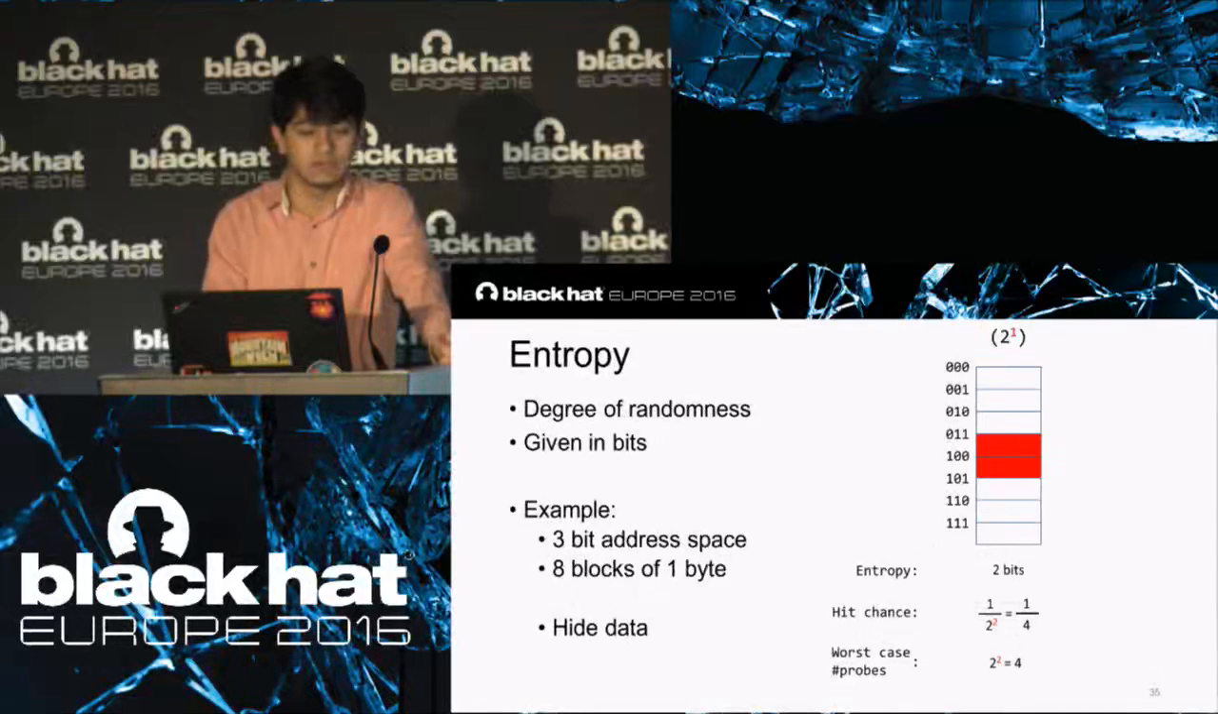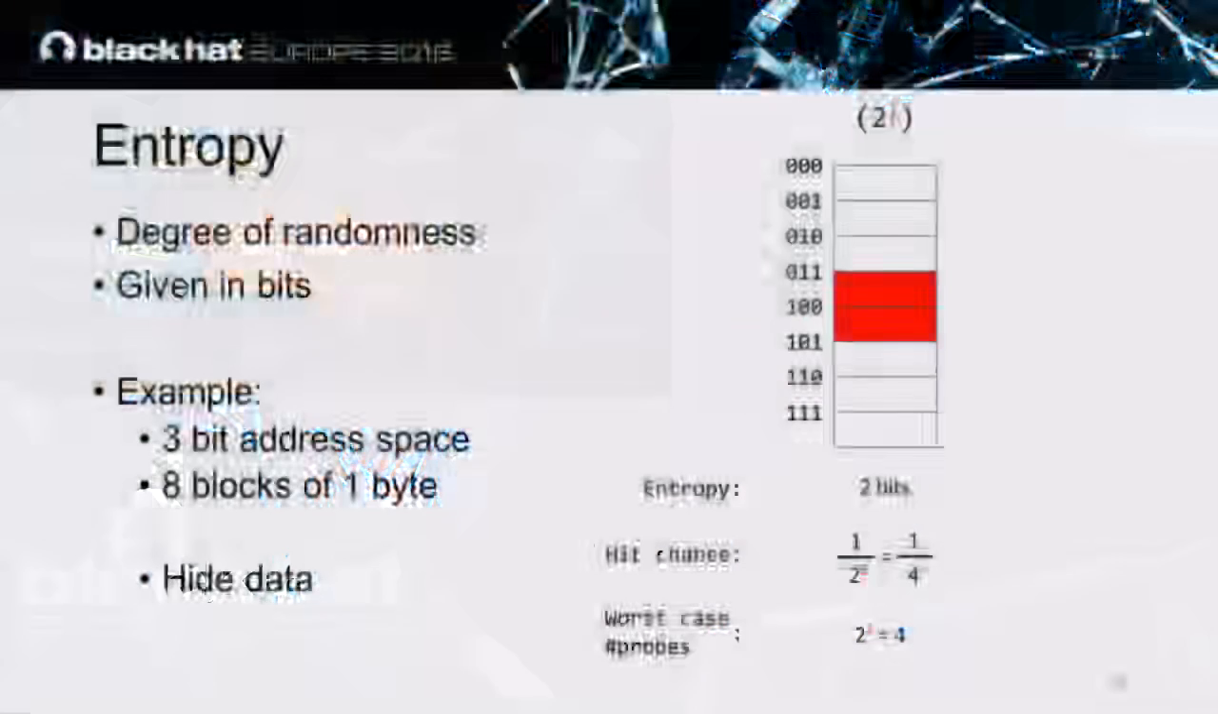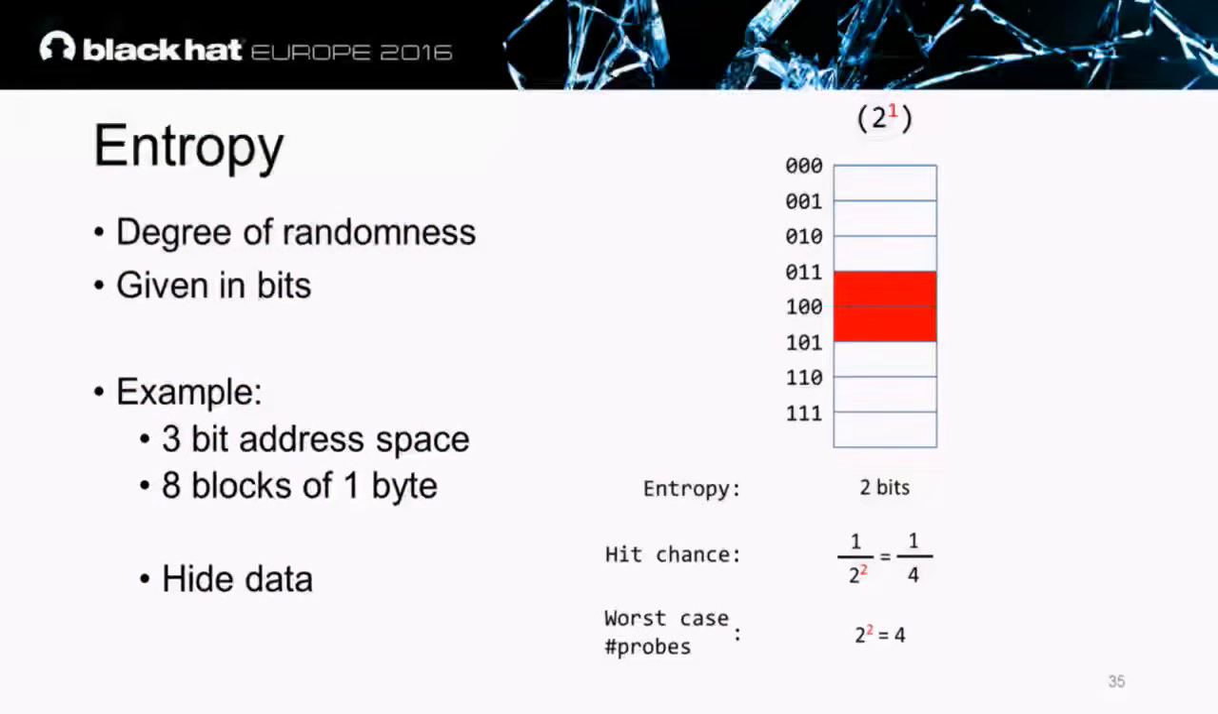But let's first go over what entropy actually is. So entropy is the degree of randomness of something in the memory that is given in bits. So let's start with a simple example in which we have a 3-bit address space, and then we will look at a 64-bit address space.